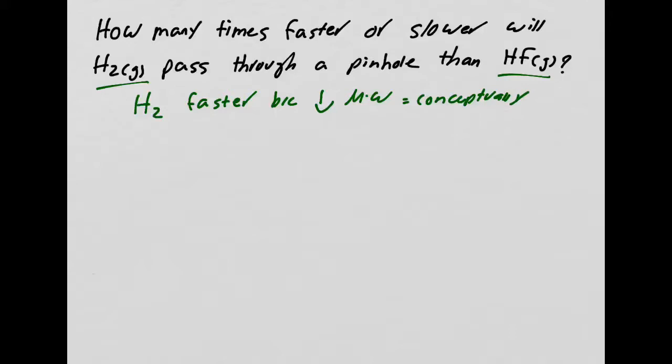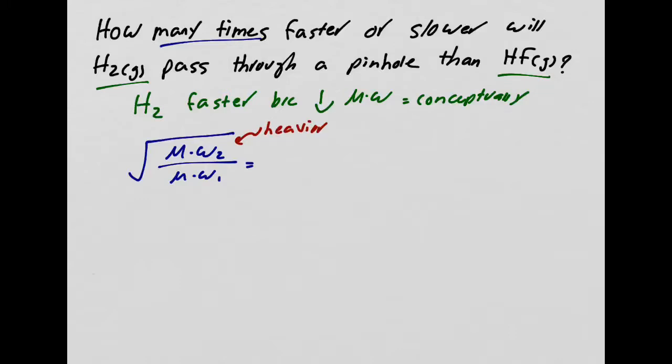But it asks us, well, how much faster? To do that, you know the equation. Molecular weight 2 over molecular weight 1, under a square root, is going to give you the ratio. Now, if you want a ratio that tells you how much faster the lighter one is going to be, put the heavier molecular weight on top. If you do that, you get a ratio that tells you how many times faster the lighter atom is going to be. So far, so good? Okay.